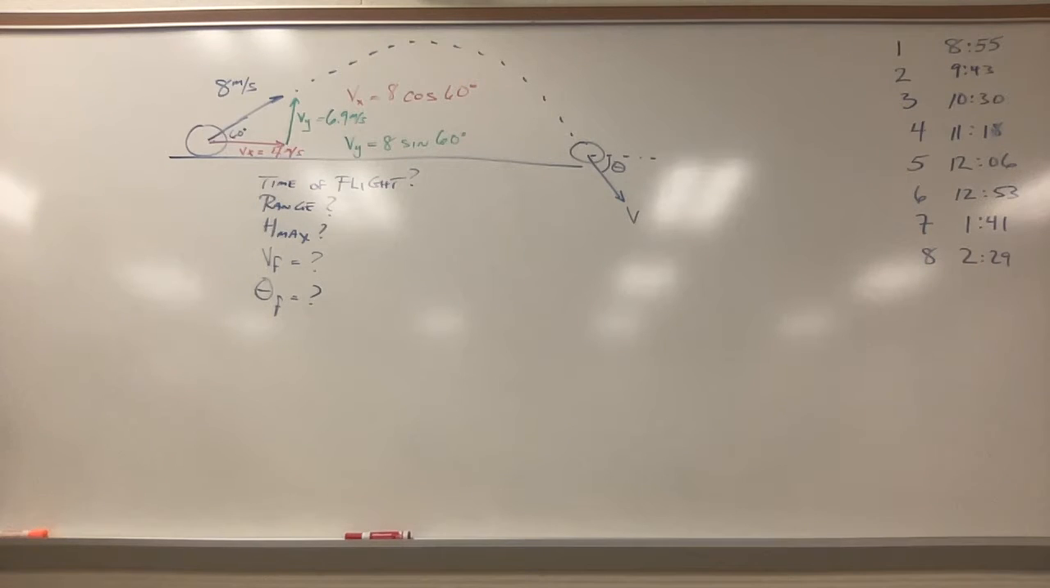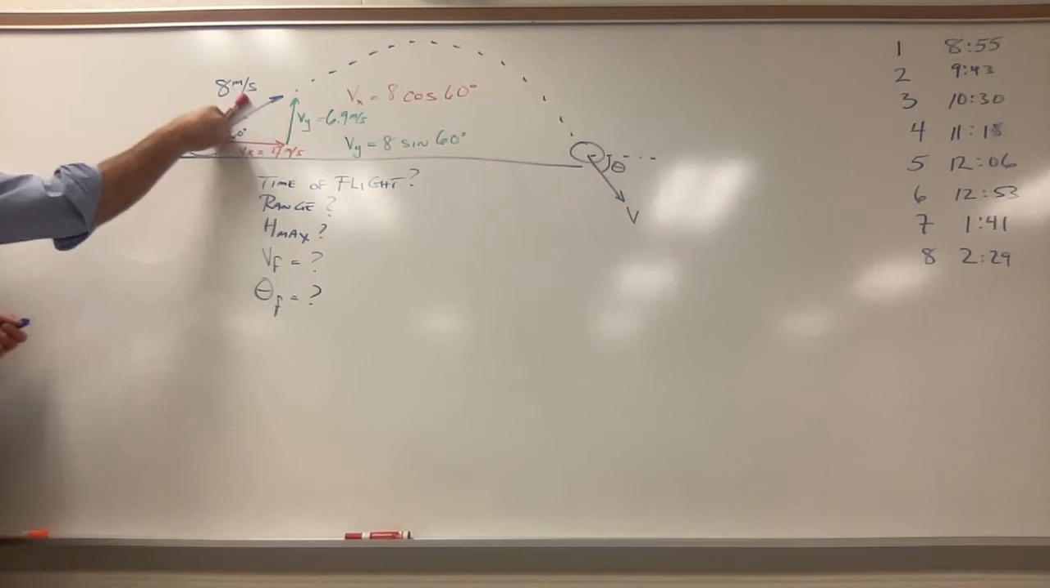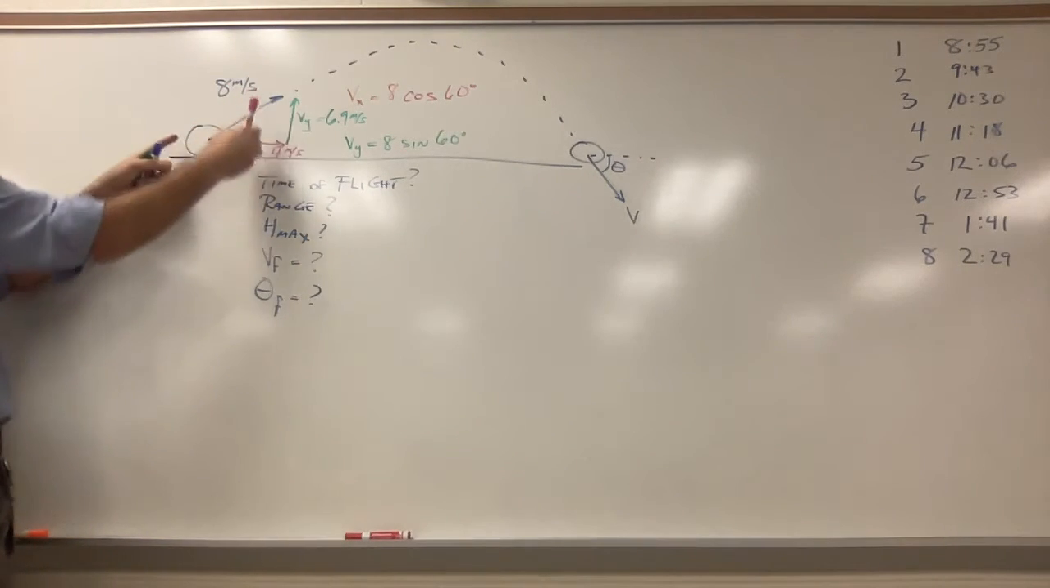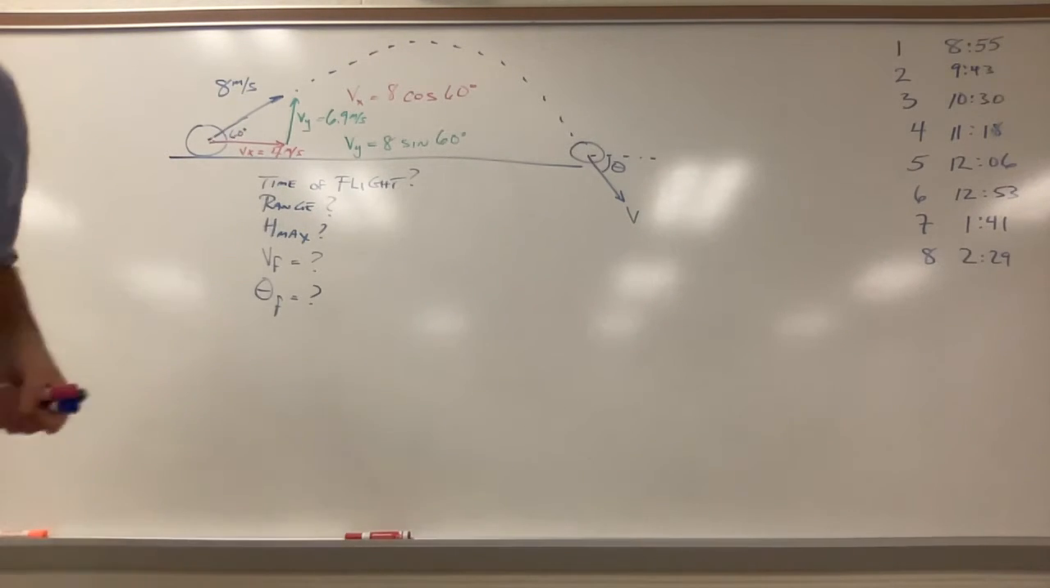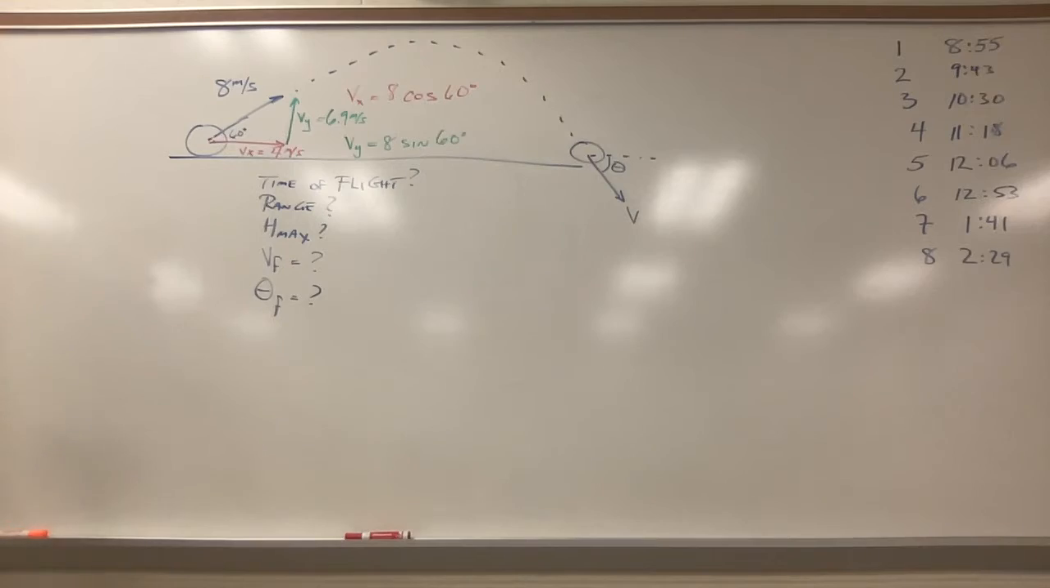Wait, hold on. The 60-degree angle is greater than 45, so this side should be much longer and this side much shorter. I did not draw it to scale. It was just a fast drawing. Okay, my brain understands.